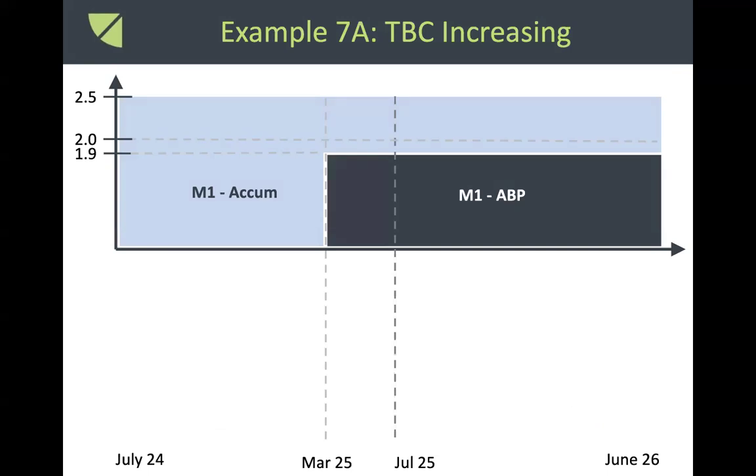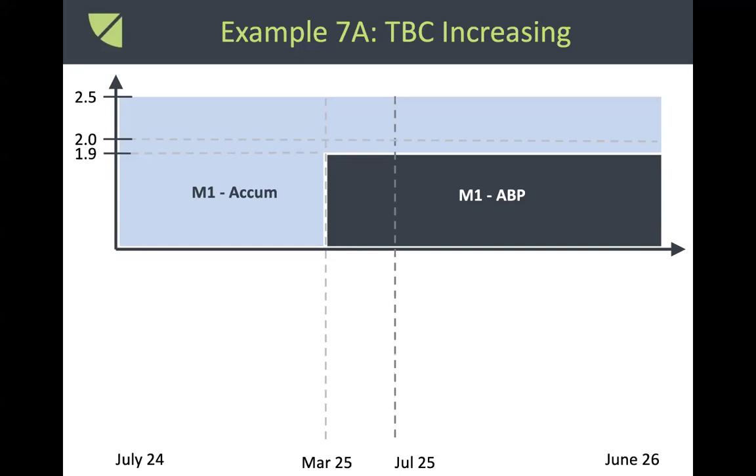Now we're going to look at the scenario of the transfer balance cap increasing. So what we have here is we're looking over 2 years. We're starting at July 24 and going to June 26. You'll see the thick vertical dotted line in the middle is the new financial year, and the slightly thinner dotted line at March 25, that's where we are now.